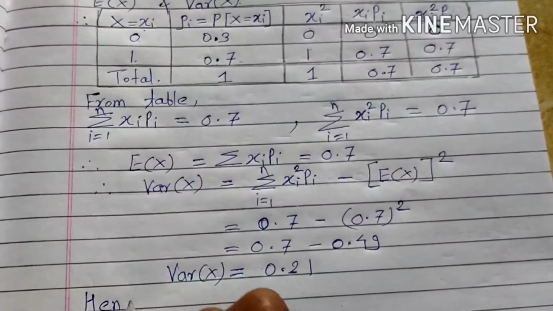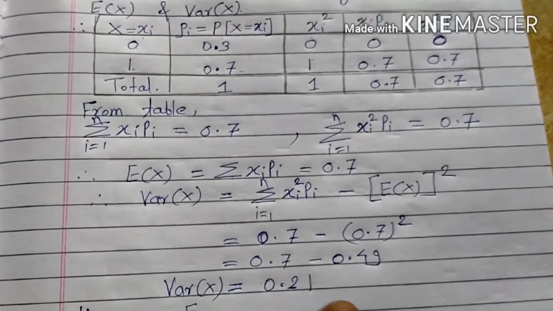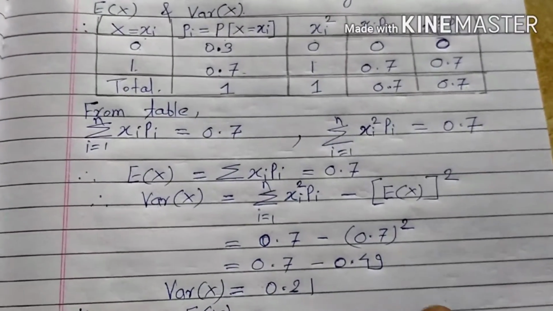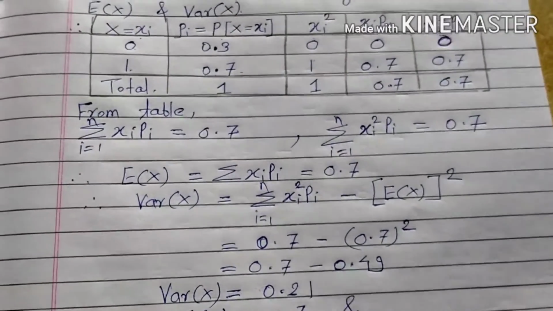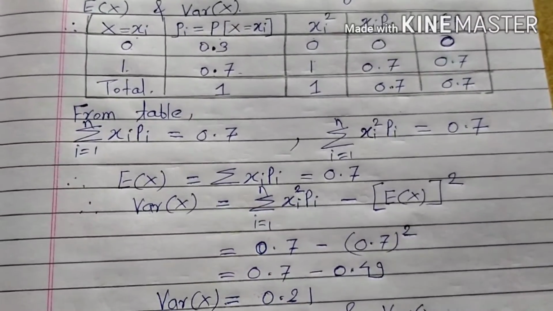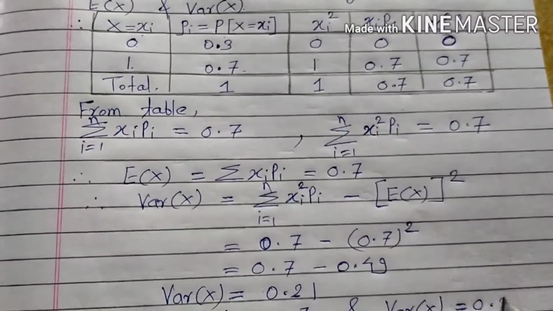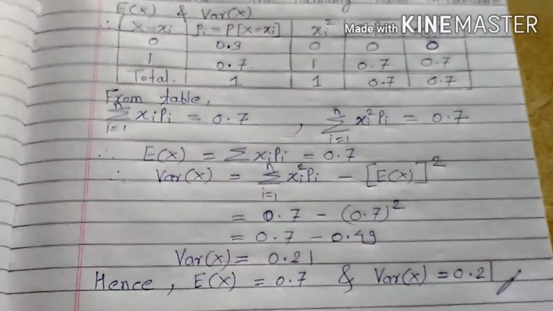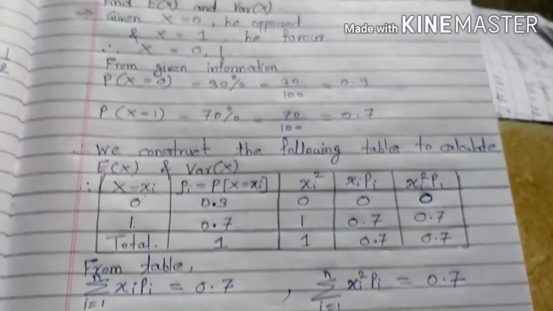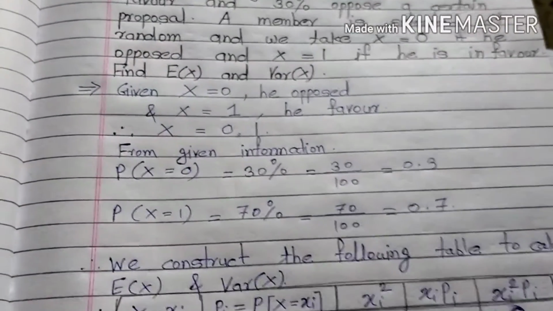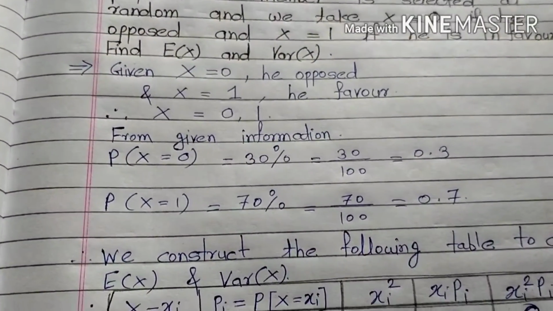Hence expected value is equal to 0.7 and variance of x is equal to 0.21. So this is our answer. You can observe it is very simple.